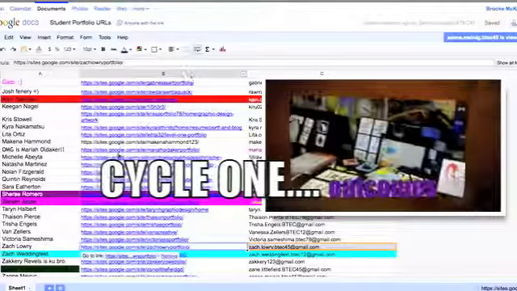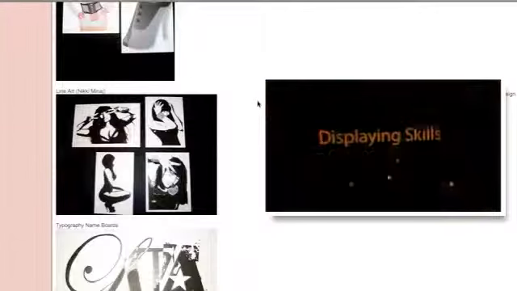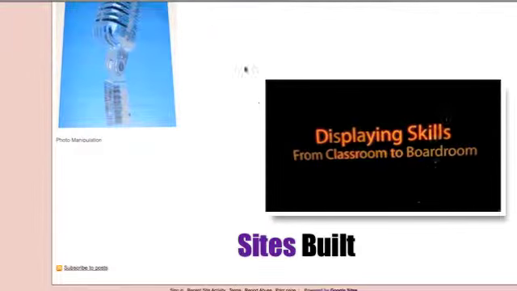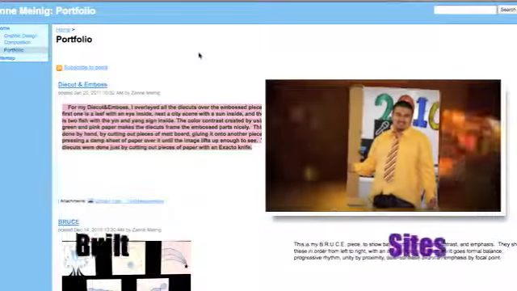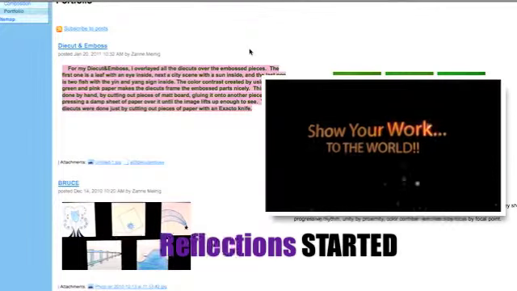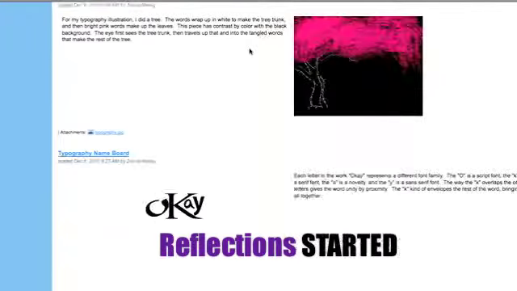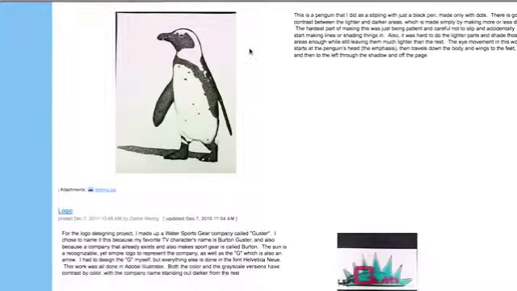Cycle 1 successfully established the creation of student portfolio sites and the start of personal reflection writing. What I hadn't expected was the difficulty in getting students to maintain their sites, and a new strategy and rubrics were implemented in Cycle 2 to help keep up.